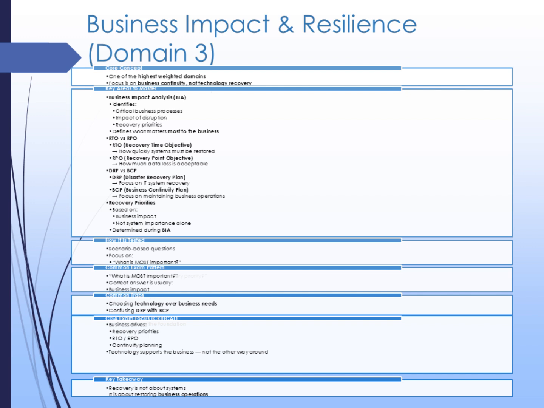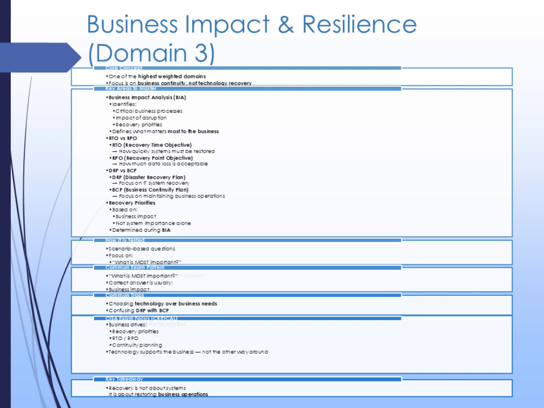Business impact and resilience is one of the highest weighted and most heavily tested areas within the CISA exam, particularly in Domain 4. A major theme throughout this topic is that the focus is on maintaining business operations, not simply restoring technology. One of the most important concepts in this area is the business impact analysis, or BIA. The BIA identifies critical business processes, evaluates the impact of disruptions, and determines recovery priorities based on business needs. This is important because recovery decisions should always be driven by business impact rather than technical convenience.